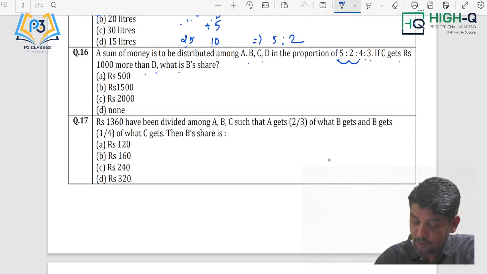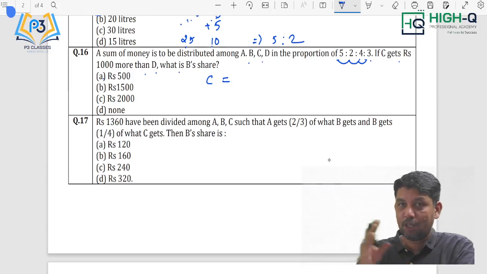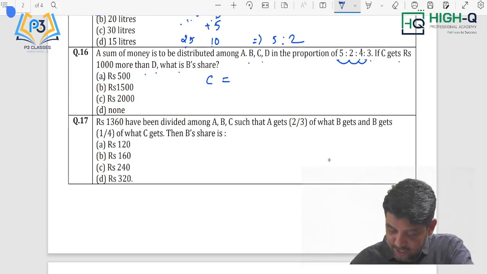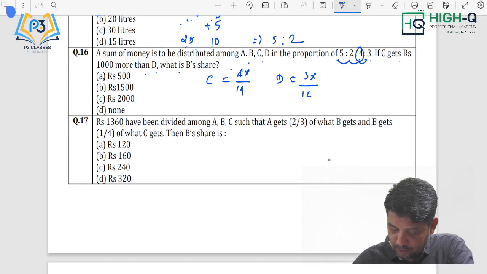7 plus 4, 11. 11 plus 3, 14. What is it, my dear? 14. Total is 14. So, can I say C share is equal to, let me take the common multiple as x. C share is equal to 4x by 14 and D share is equal to 3x by 14, and the question asks you to find out B share. B share is equal to 2 by 14x.